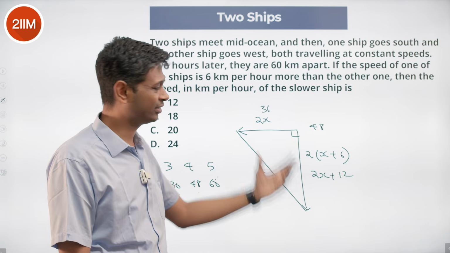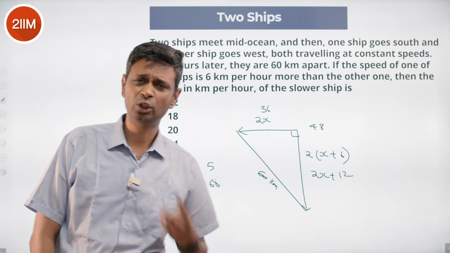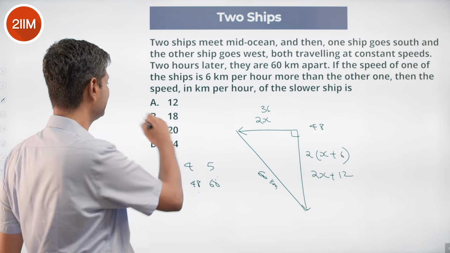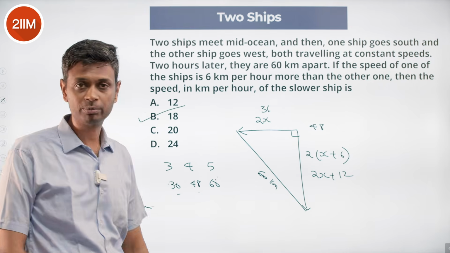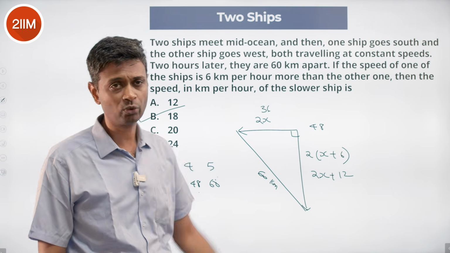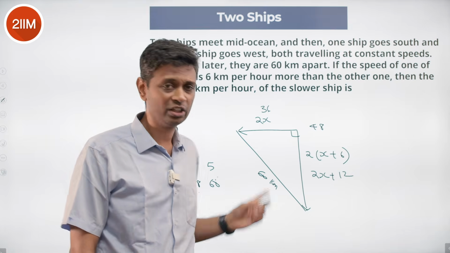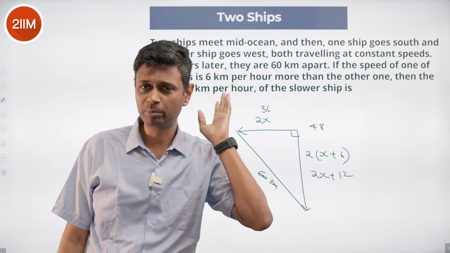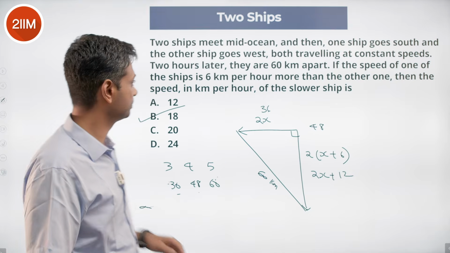The slower ship has covered 36 kilometers, 36 kilometers in 2 hours. In 1 hour it travels 18 kilometers. Speed is 18 kilometers per hour. 18 kilometers per hour into 2 is 36. 24 kilometers per hour into 2 is 48. 36, 48, 60 is the right angle triangle Pythagorean triplet. We are through.